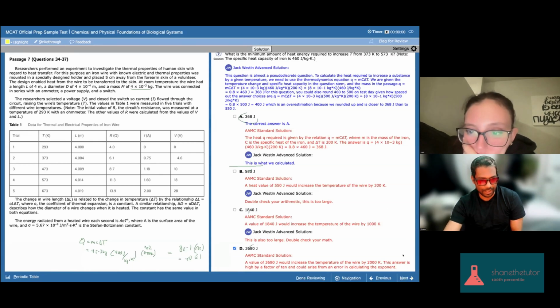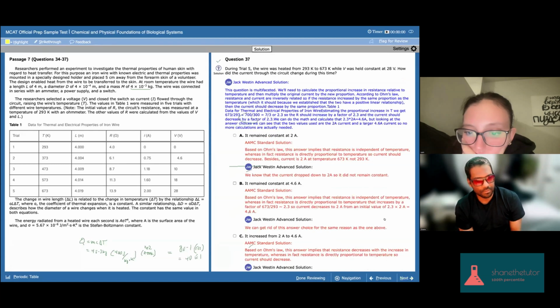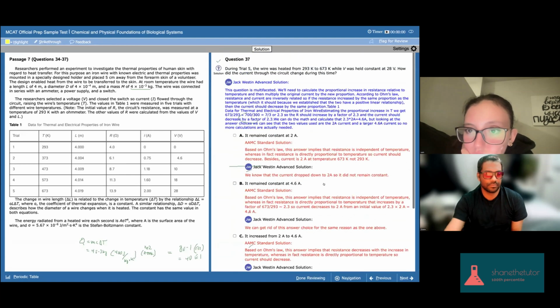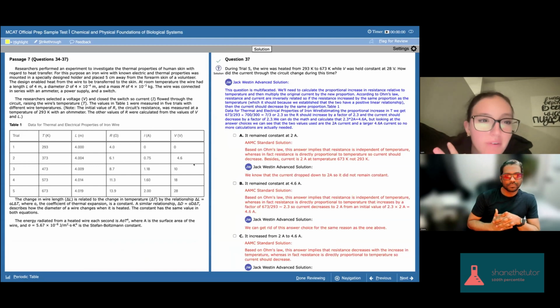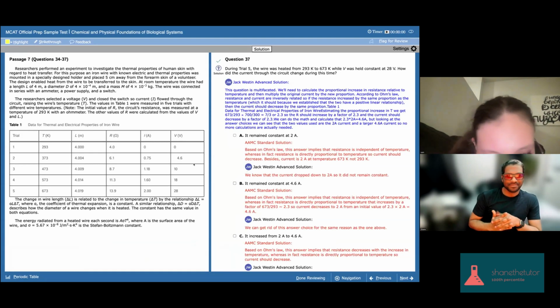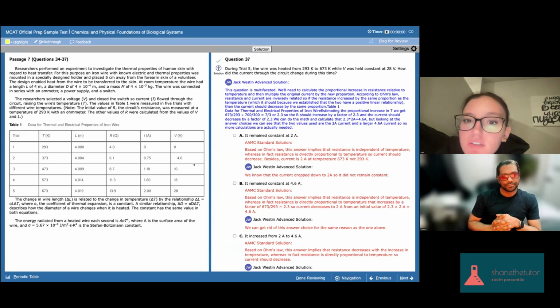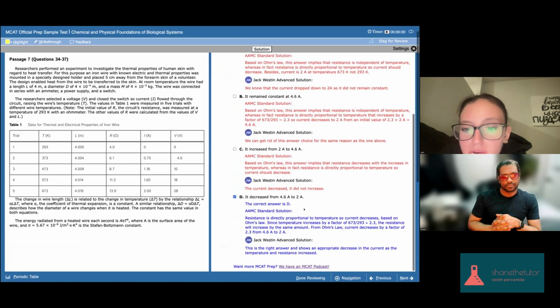So I think you got something like this to the second power. I must have, I don't know. It's just weird that I got every other one right for this passage. Did you notice? Okay. During trial 5, the wire was heated. Oh, I got this one right. I don't remember it.